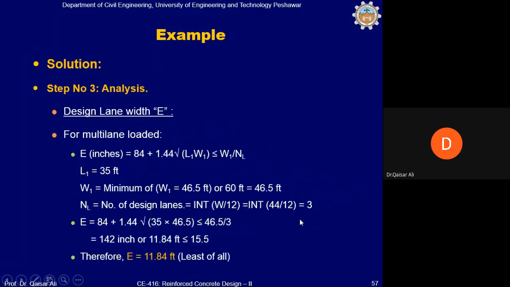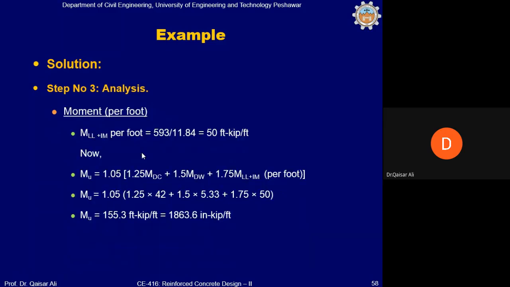For multi-lane loaded, repeating the same exercise, we get E equal to 142 inch, which is 11.84 feet. And as was discussed in the previous slide, the least of these two E will be taken in our calculation. The least is 11.84 feet, which is coming from the multi-lane loaded equation of E. So now we will divide our bending moment by this E. The bending moment, which is 593, will be divided by 11.84. So this gives us a bending moment of 50 foot kip per foot.